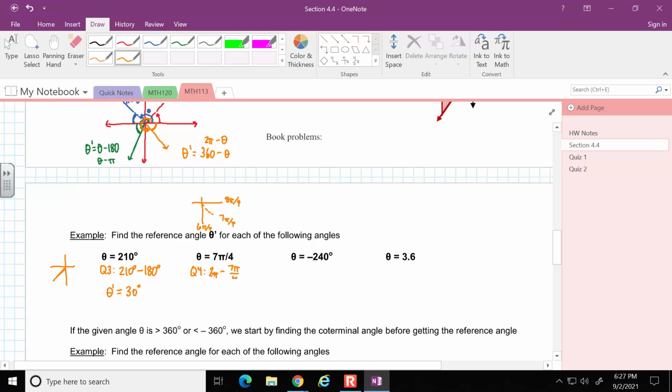So I need a common denominator. And again, 2 pi, that's the same as 8 pi over 4 minus 7 pi over 4. Okay? So I'm going to get pi over 4. That's your theta prime. That's your reference angle. Okay?